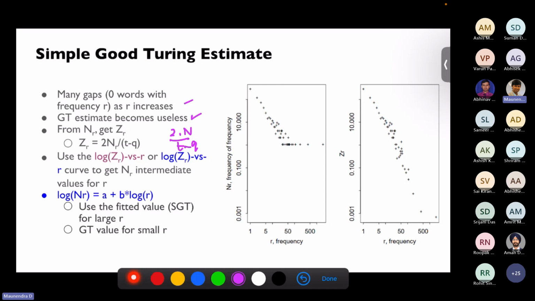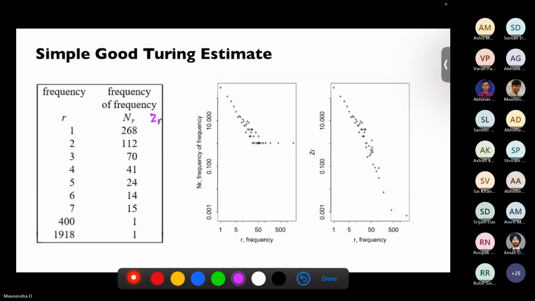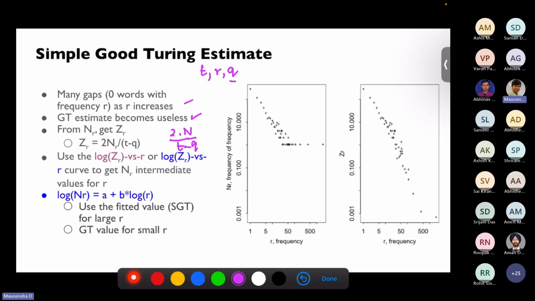What is T and what is Q? So they say that T, R and Q are frequencies such that they have non-zero count, and Q is the immediate next frequency after R for which I have a non-zero count of words, and T is a frequency immediately less than R, so that there is at least one word with that frequency.